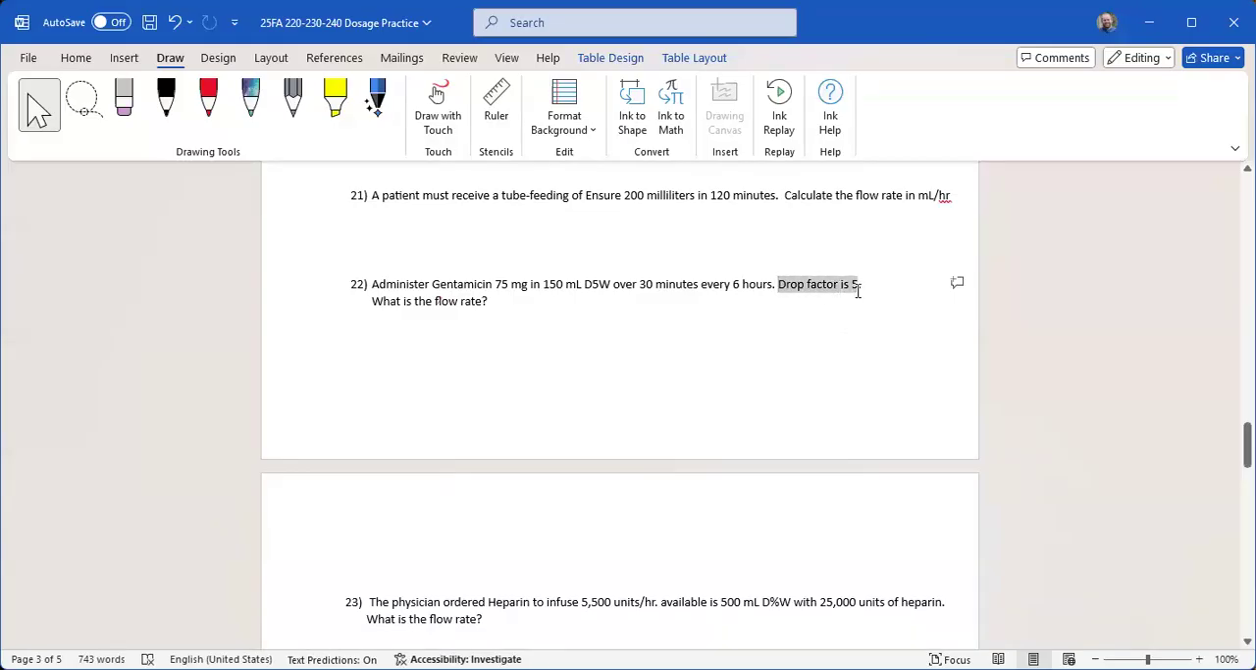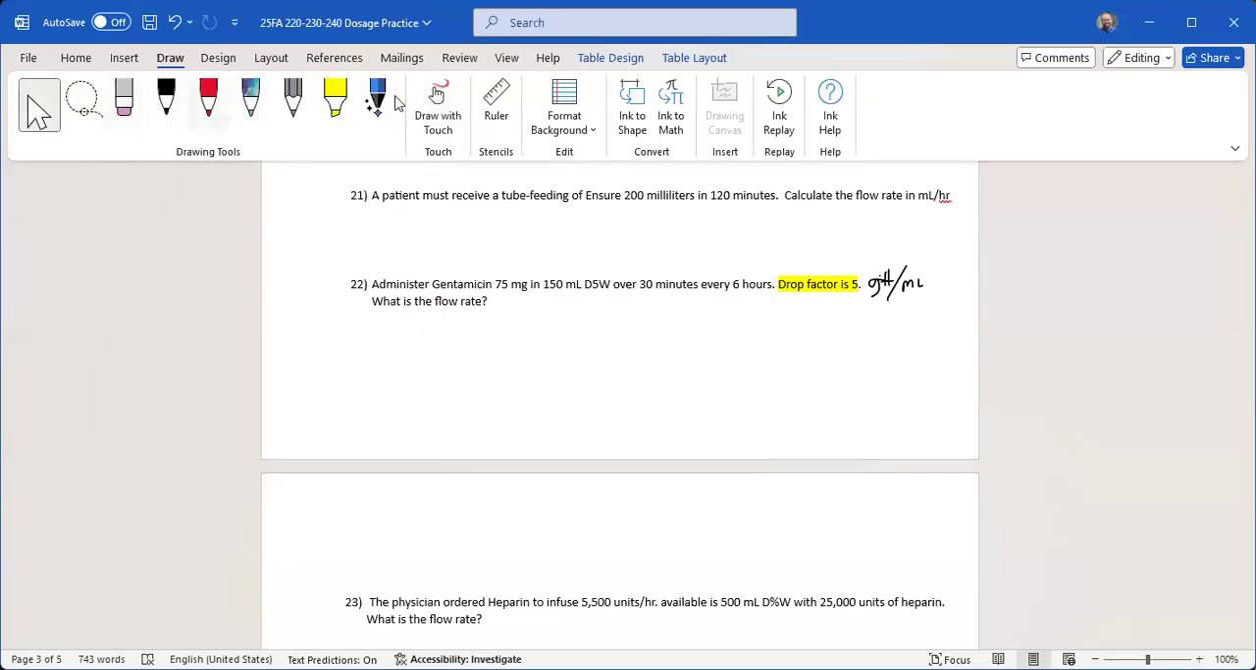Whenever you see drop factor, if it doesn't give you units, you're supposed to know that it's drops per milliliter. So that'd be 5 GTT per mL. So you're supposed to know that that's what that means. For every 5 drops, 1 milliliter of the solution has been dispensed.